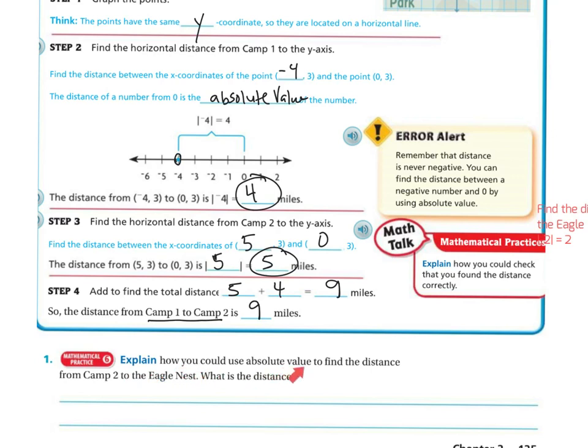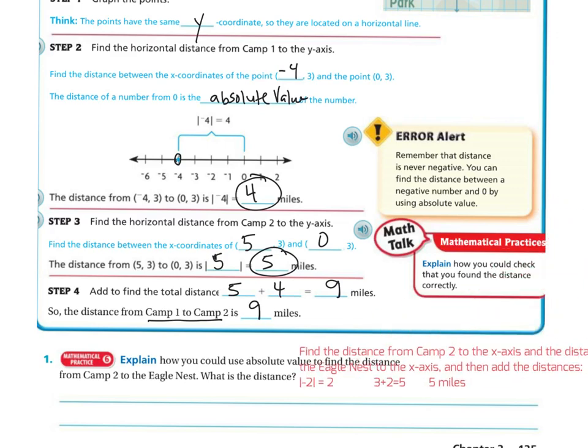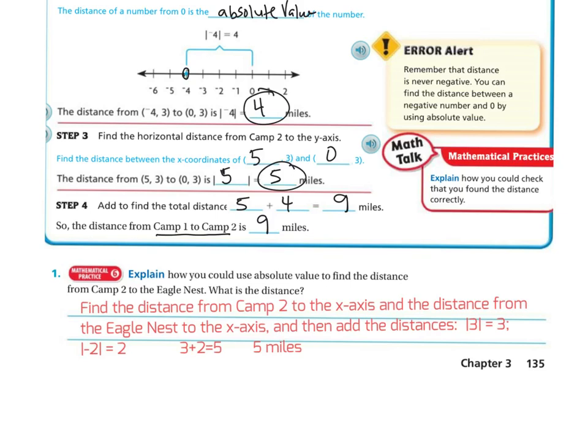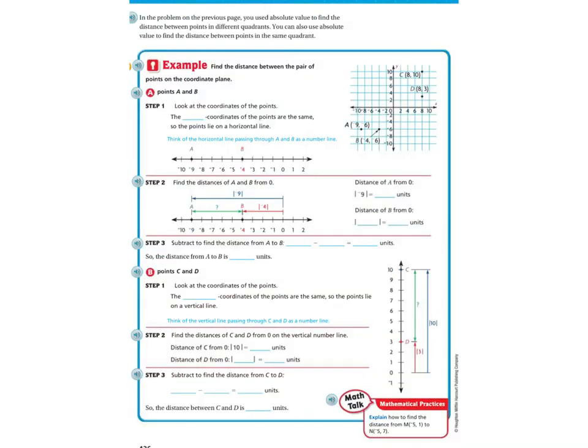Explain how you could use the absolute value to find the distance from Camp 2 to the eagle's nest. What is the distance? Well, to do that, I need to find the distance from Camp 2 to the x-axis, and then the distance from the eagle's nest to the x-axis, and then I just add the distances together. The absolute value of 3 is 3, the absolute value of -2 is 2, and 3 plus 2 is 5, or 5 miles.